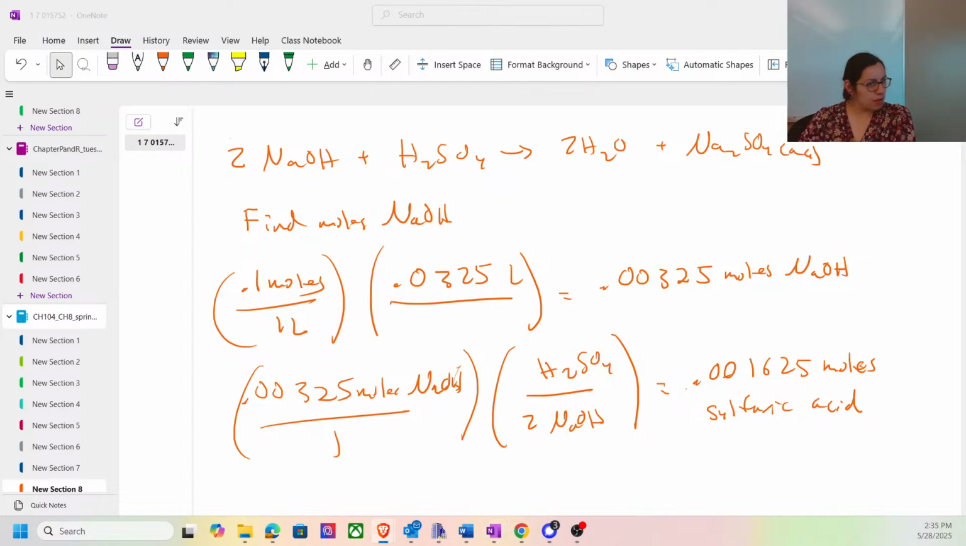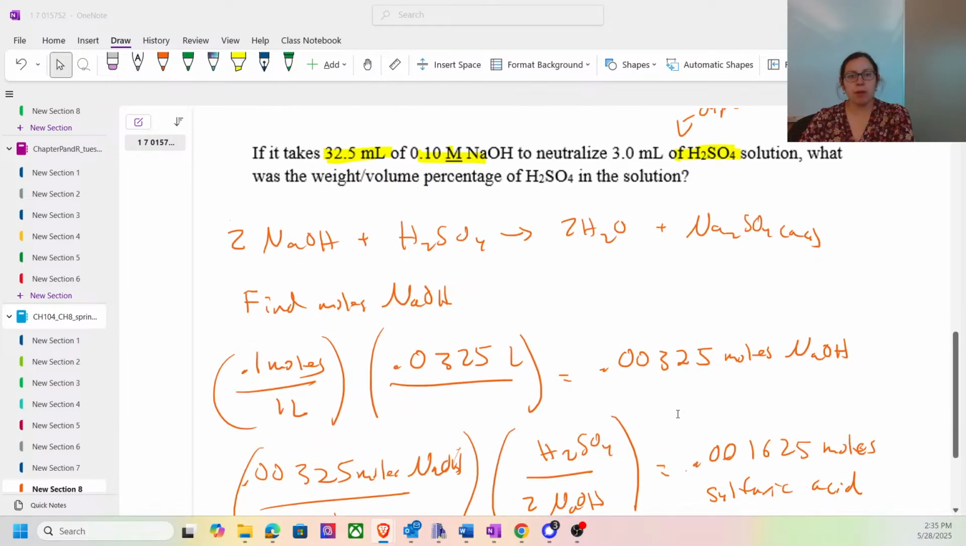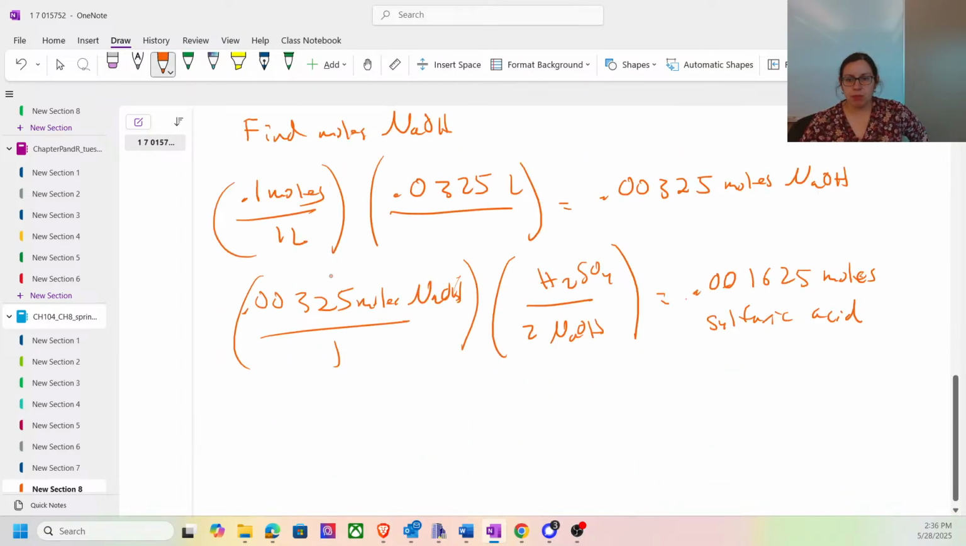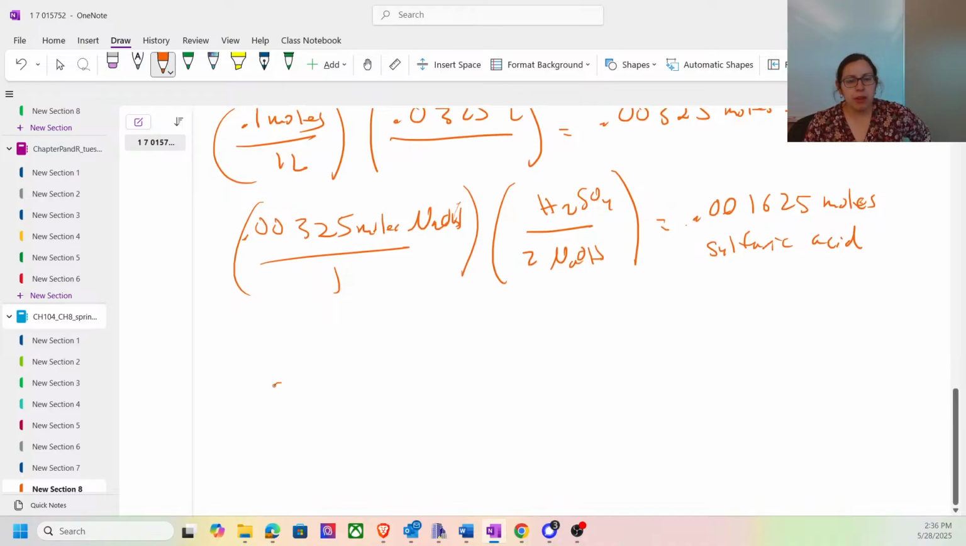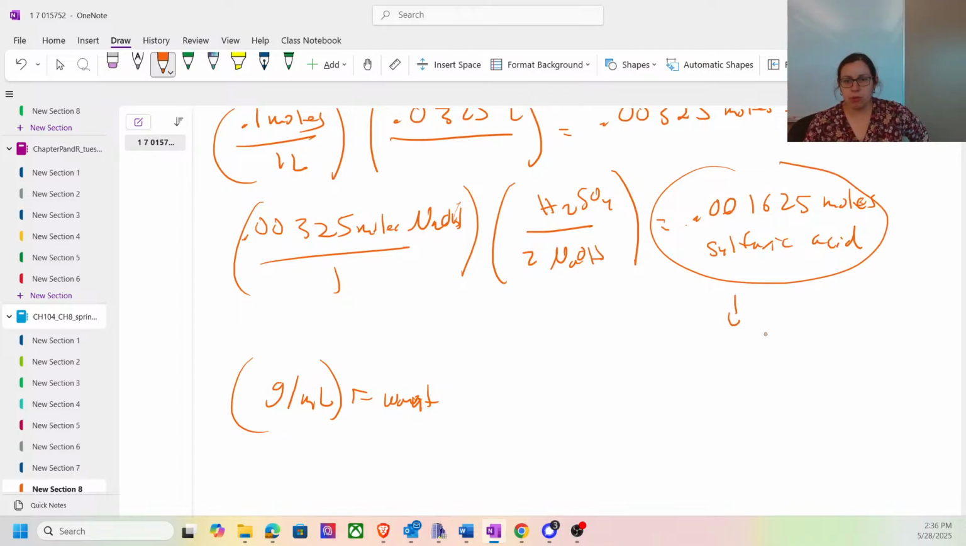And so let's look at where we're going. It asks us for a weight per volume percentage. Luckily it is a weight per volume, and we are given volume here, right? So we just need to find our grams. So we want a gram per milliliter concentration. And so we're almost there. So let's convert these moles to grams.